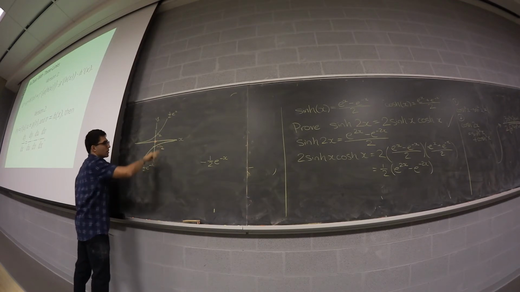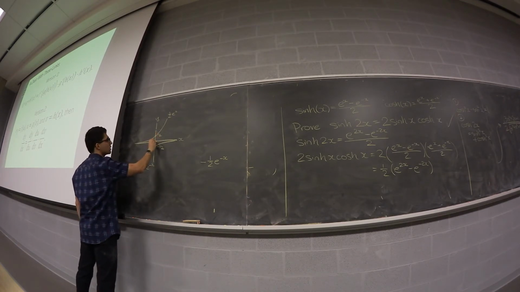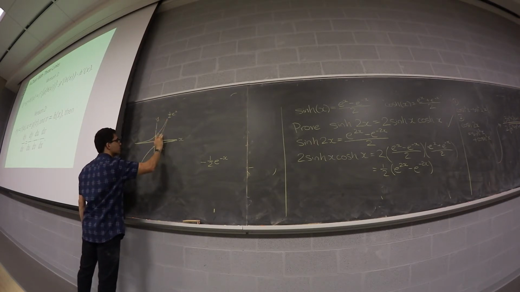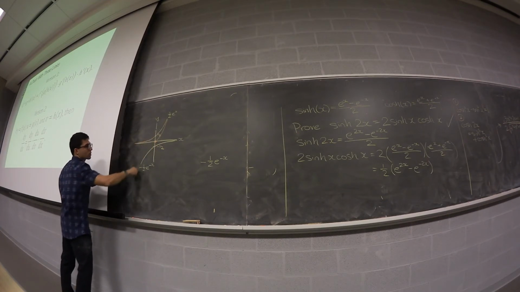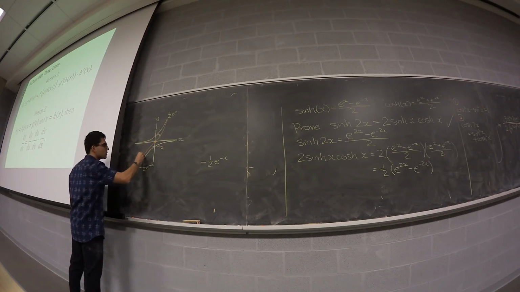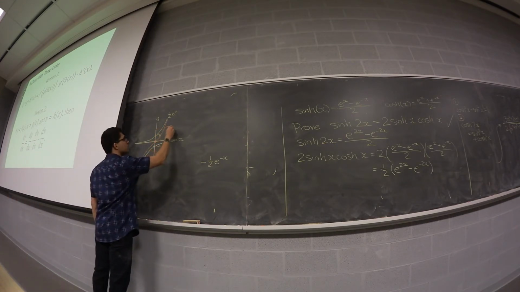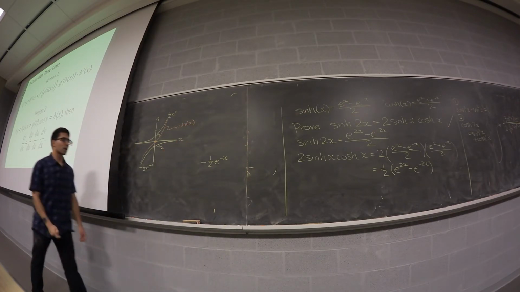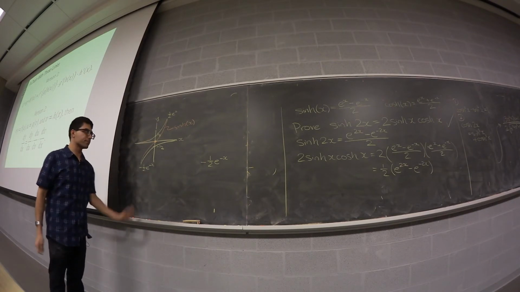As you go this way, this guy dies away, and so you look more and more like this guy. As you go this way, this guy dies away, and you look more and more like this guy. Okay? And you can convince yourself however you want that this is an odd function.